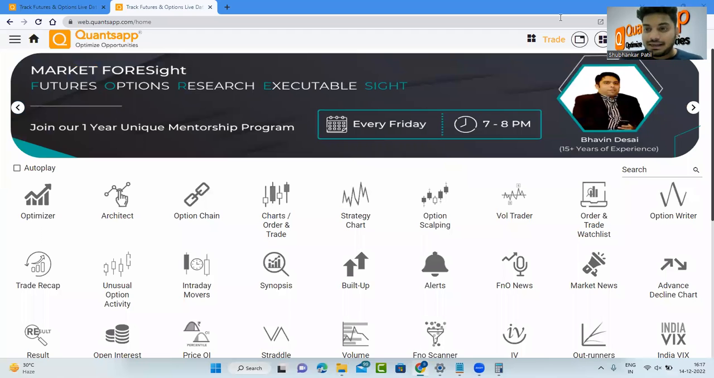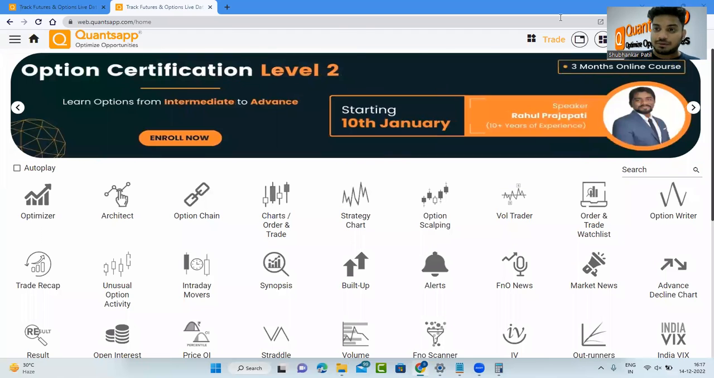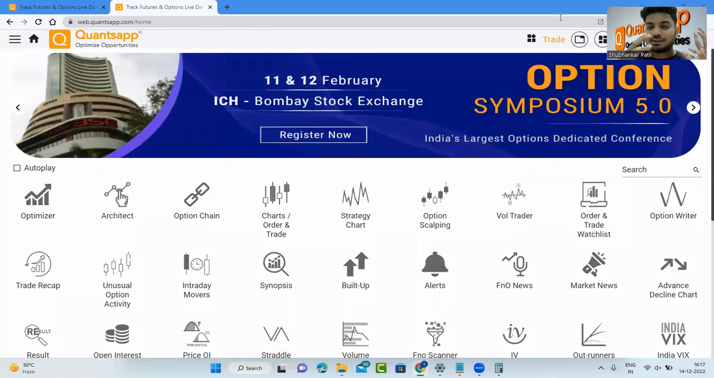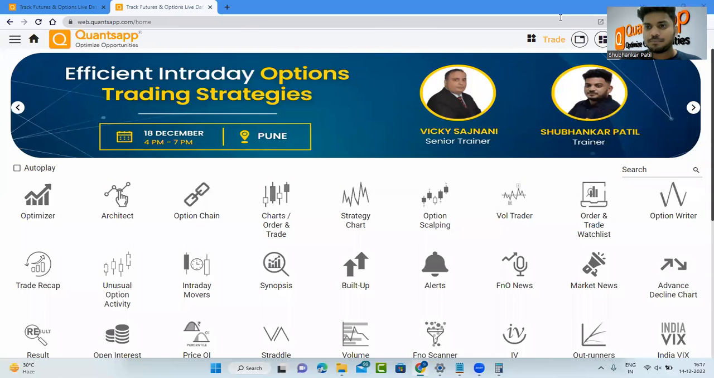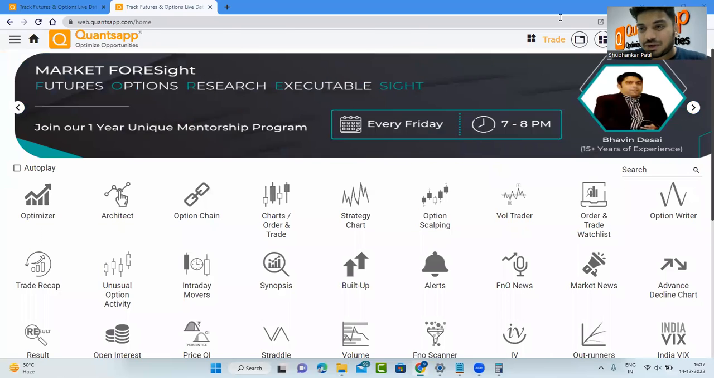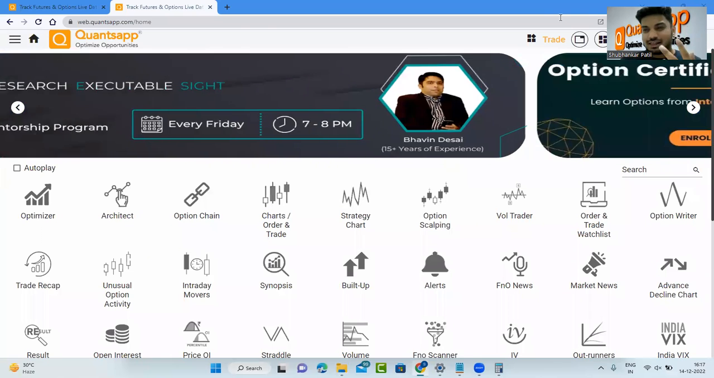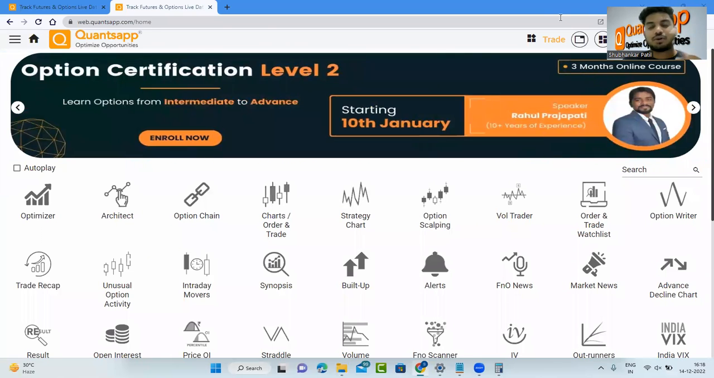So you might have heard a lot about straddles and strangles these days, because these are non-directional strategies which a lot of traders are trading in current market conditions. Now, you might be wondering what the key differences between straddles and strangles are, except just selling different strike prices. We will cover that in this video.